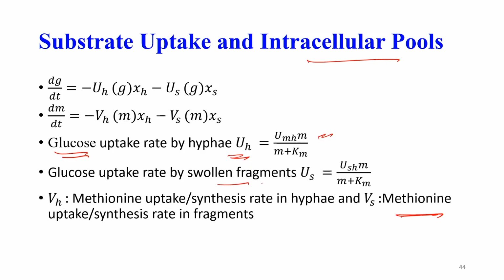Similarly, glucose uptake rate by the swollen fragment is US H. This will be the U max S into m divided by m plus Km. And in a similar manner, we can write the methionine uptake rate by hyphae and the methionine uptake rate by the fragment. So, the glucose is taken up by XH and XS, and this is the glucose uptake rate by the hyphae and the glucose uptake rate by the swollen fragment.